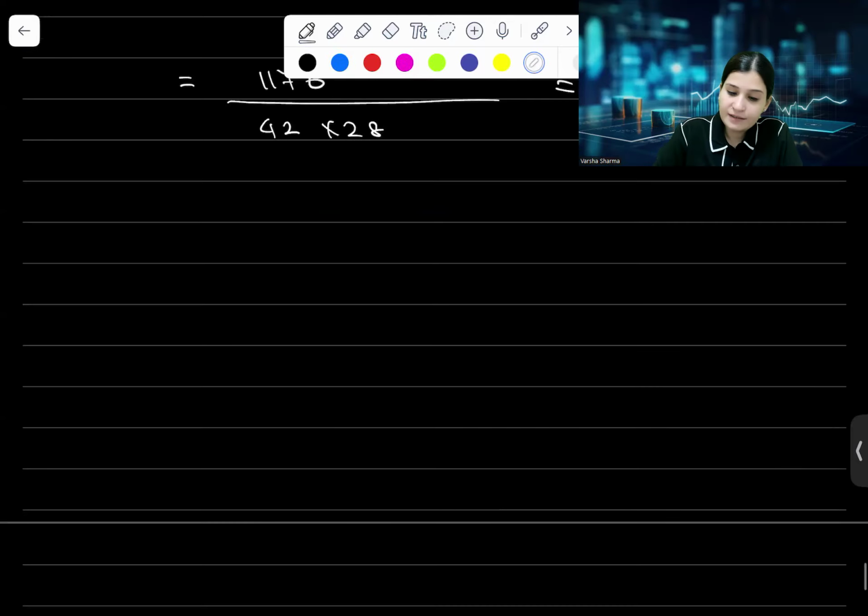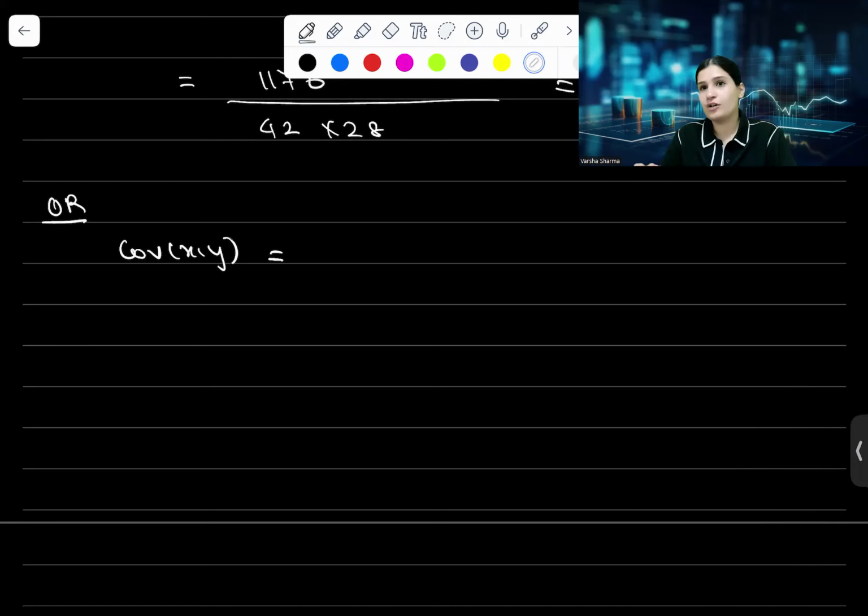Okay, what else can be done? The first method: we calculate all of them first individually. We will need this covariance thing in regression again, so we have to know how to calculate.